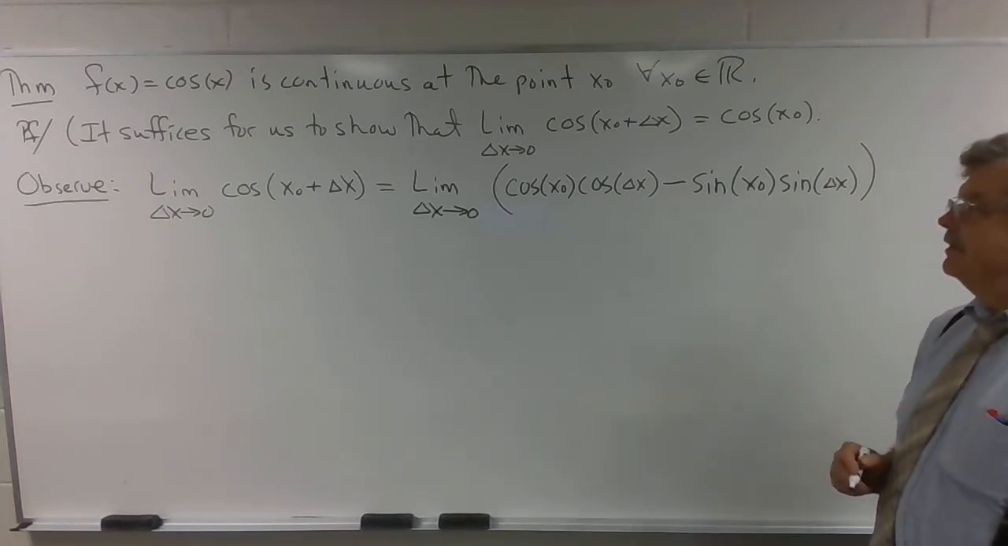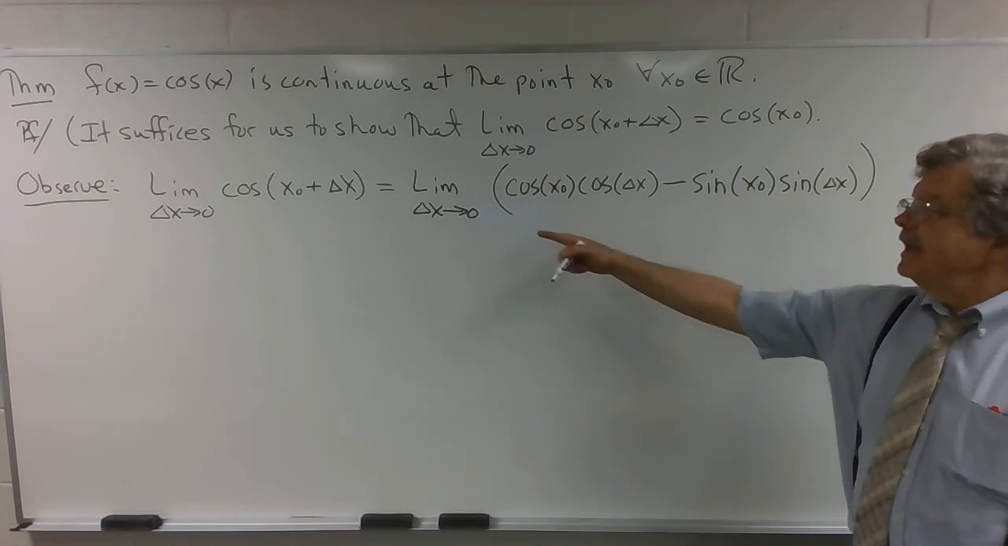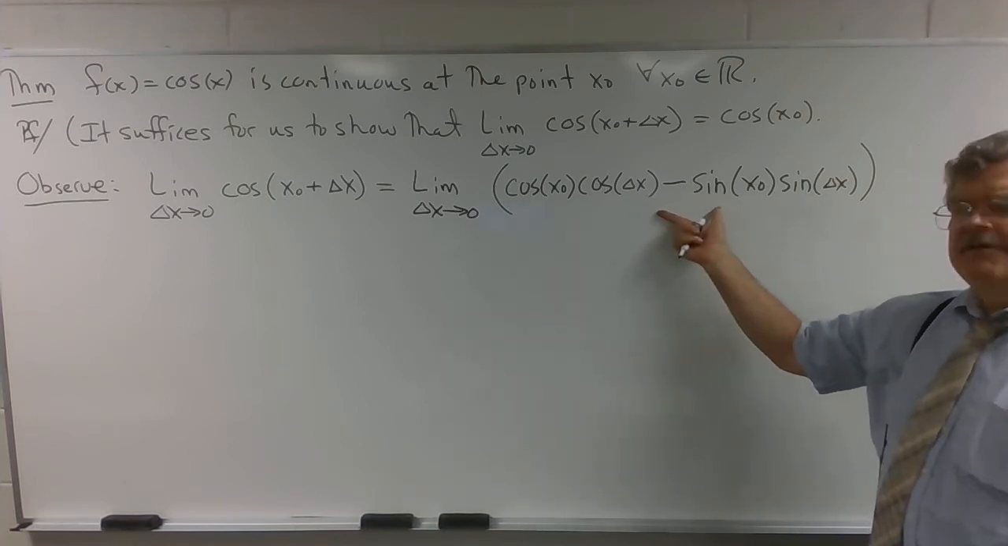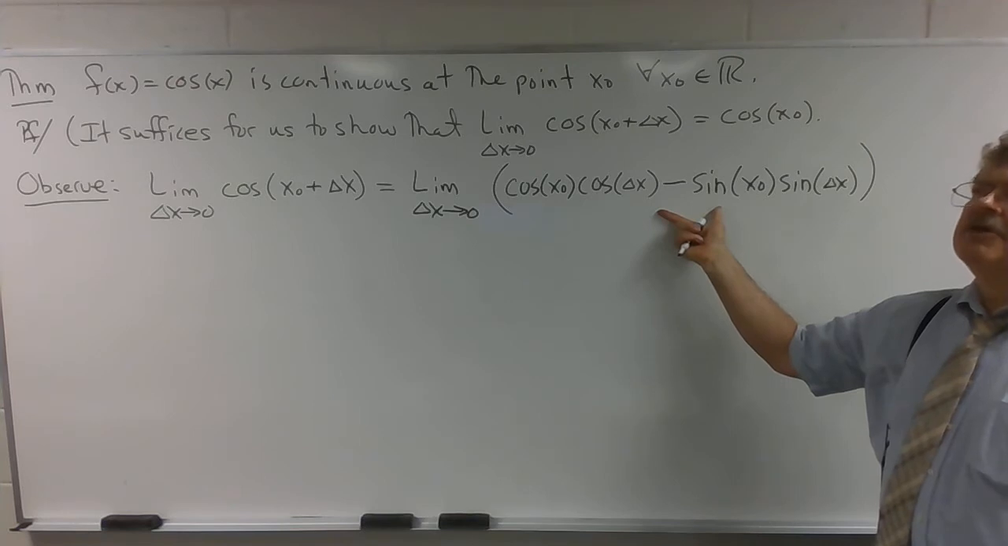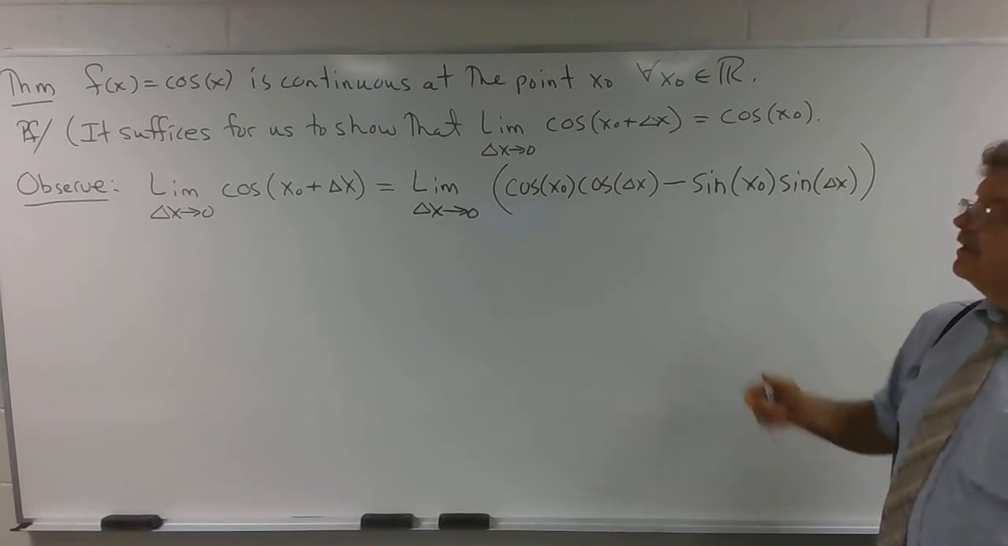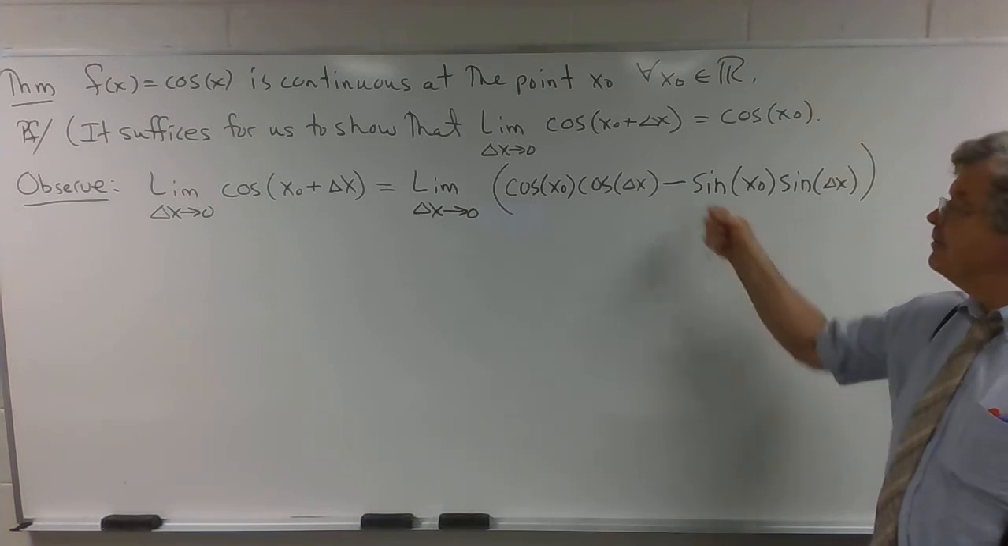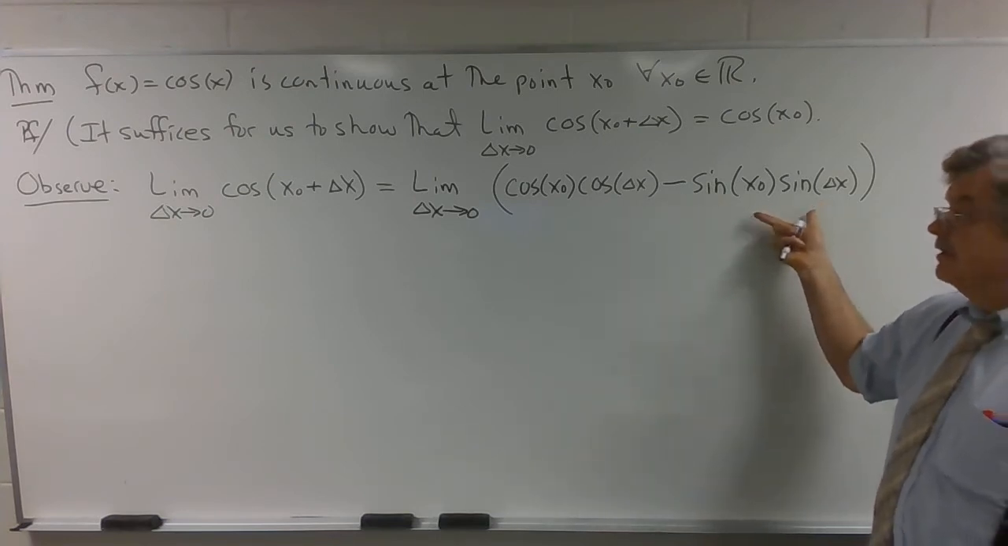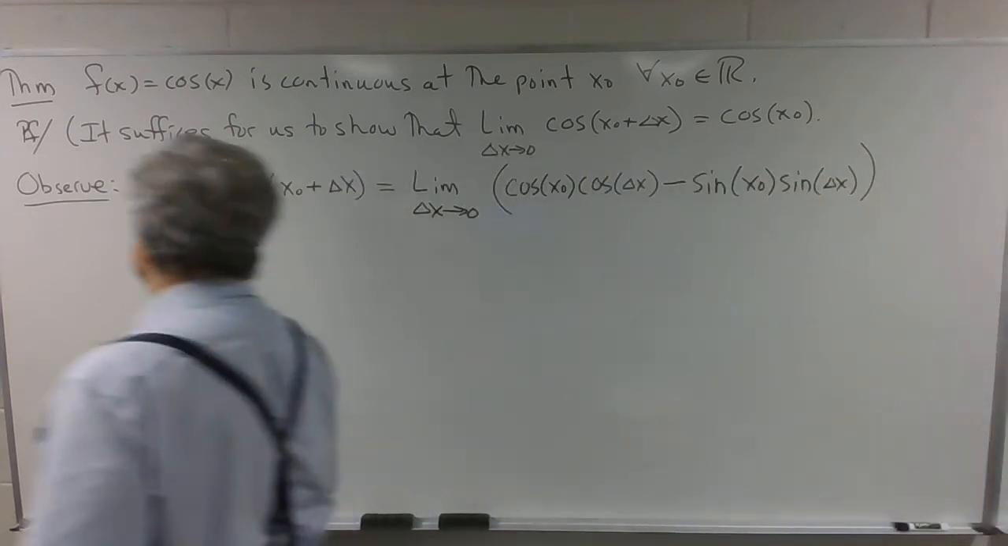Now what should we do? We have the limit of the difference of two functions. And we know that the limit of a sum or difference is equal to the sum or difference of the limits. So this will become the limit of the first term minus the limit of the second term.